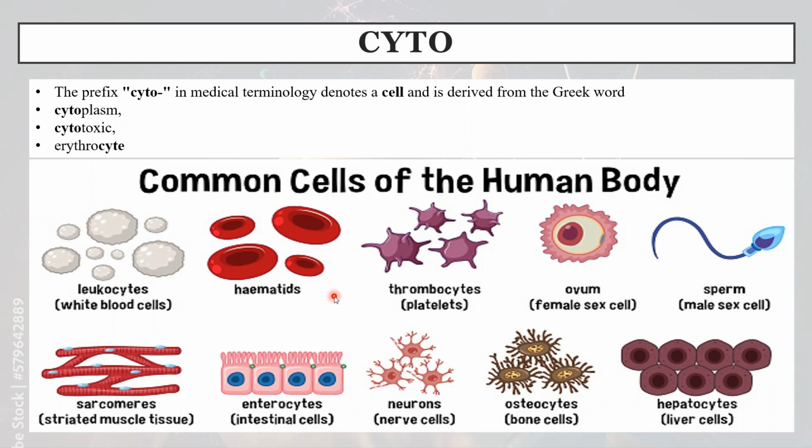So what are the common examples of the cells present in the human body? White blood cell, otherwise called leukocyte; erythrocyte, otherwise called red blood cells; thrombocytes, otherwise called platelets; the female sex cell, otherwise called ovum; and sperm, the male sex cell.